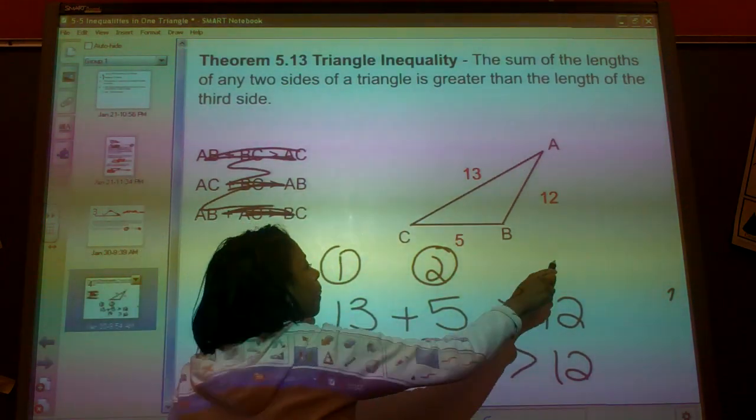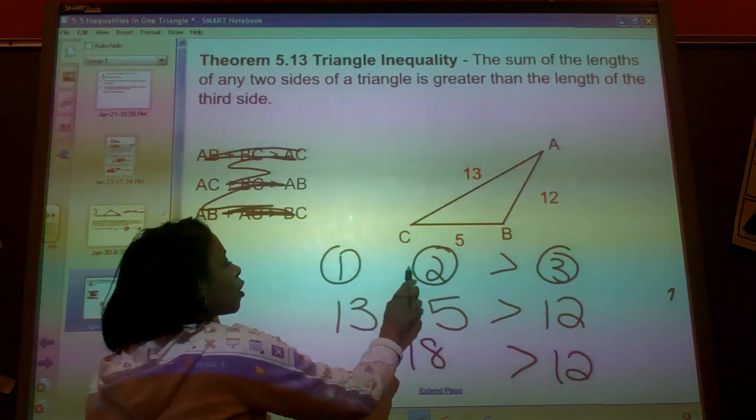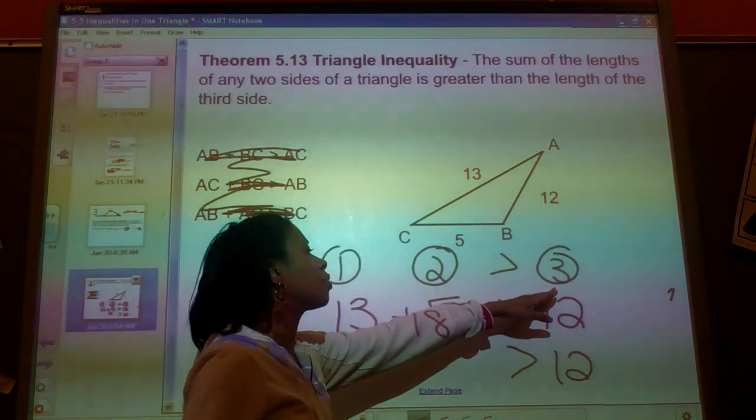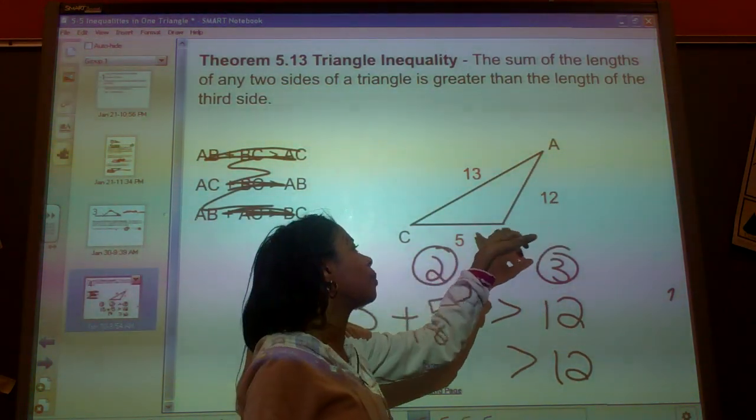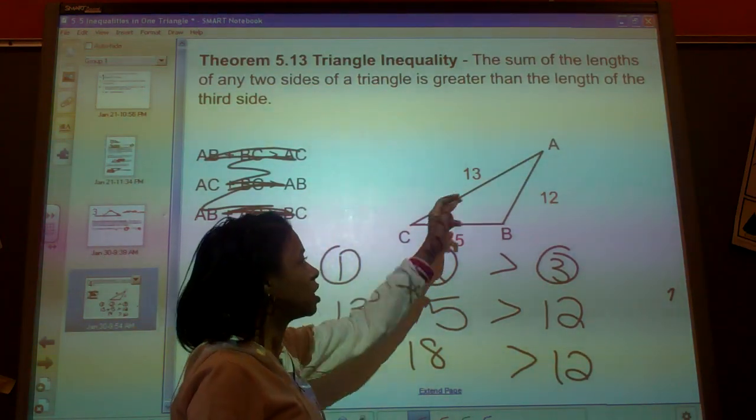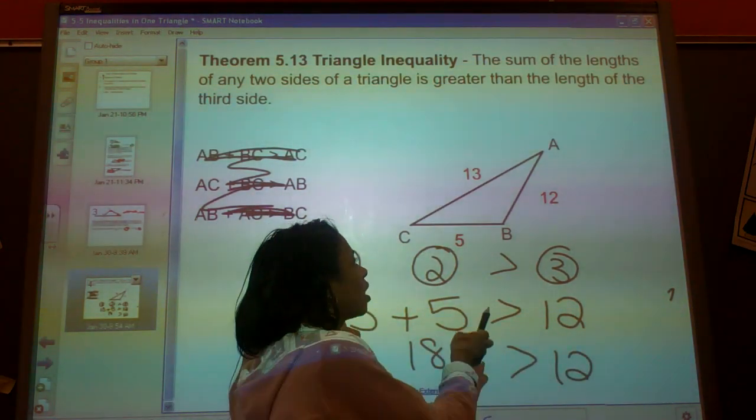So far, the first and second side are greater than the third side. And we did this one here. The 12 plus 5 was greater than the 13. That was true. Now I'm going to check the last set.